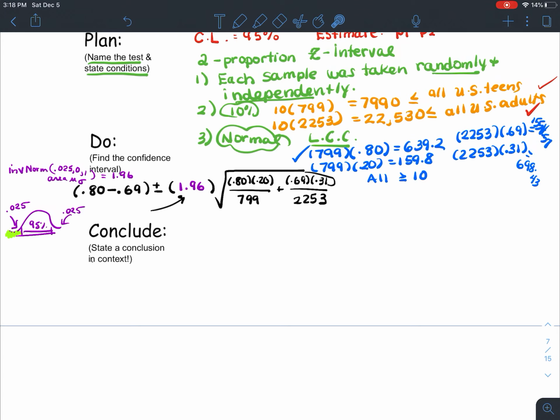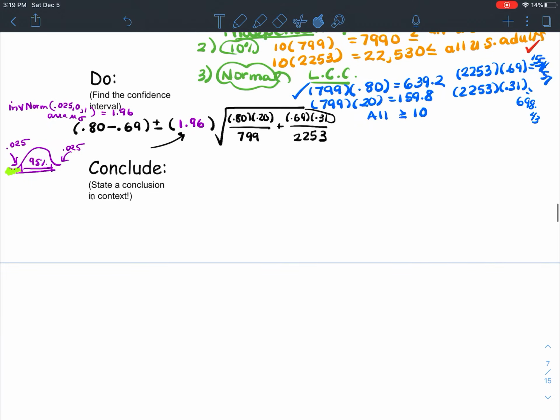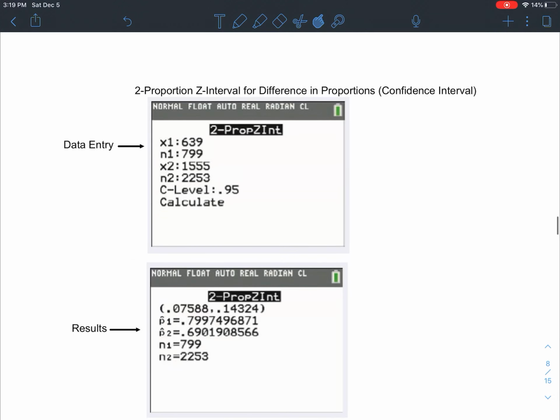But what I'm going to walk you through right now is the calculator method, because if you have a free response question and it's asking you to do this, you definitely want to use the calculator for constructing the confidence interval. Okay, so I'm going to flip to the next screen because I've got some screenshots there that we can use to help us through this do step here.